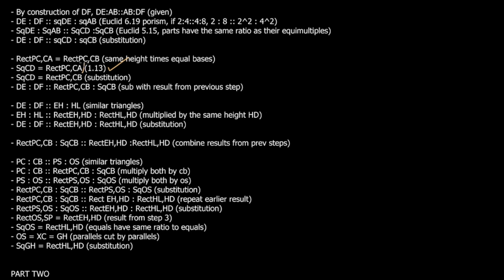So PCCA is here and it's here, so we're going to substitute it for PCCB and bring down CD. And then up here we're going to bring down DE, DF, and then this part, CD to CB. I guess all we're substituting is CD for rectangle PCCB. Yeah, that works out.